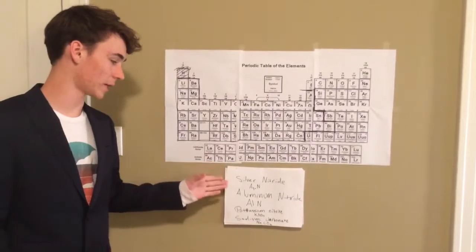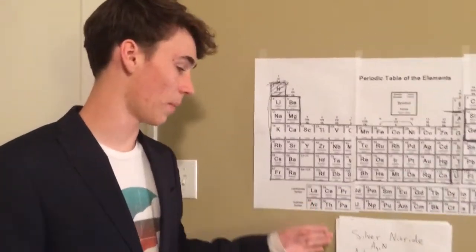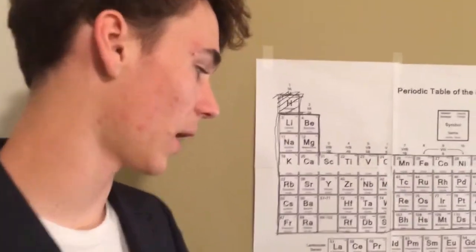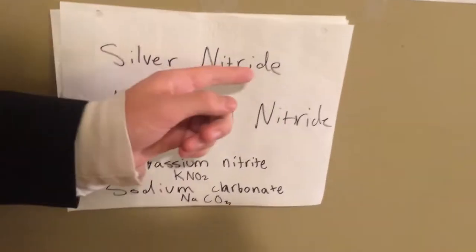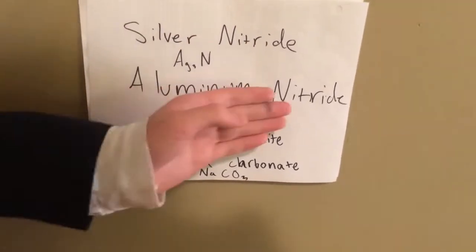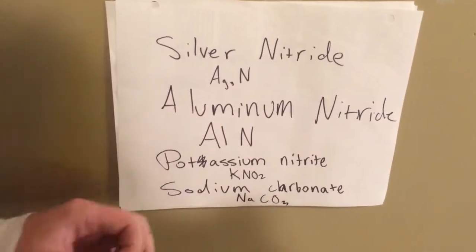With these exception elements, you simply take the metal and the non-metal and add "ide" at the end, like Ag3N, silver nitride, or aluminum nitride, AlN.